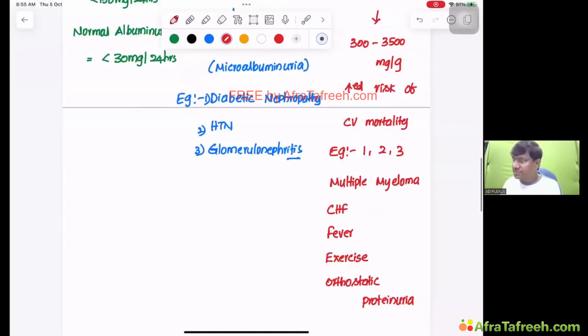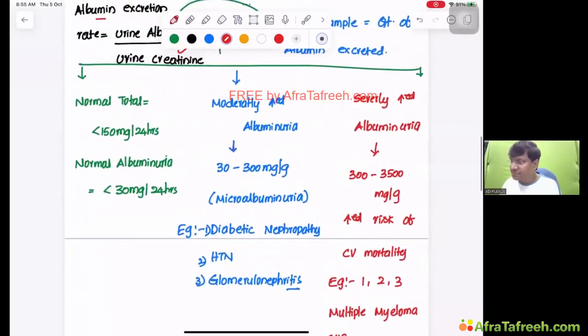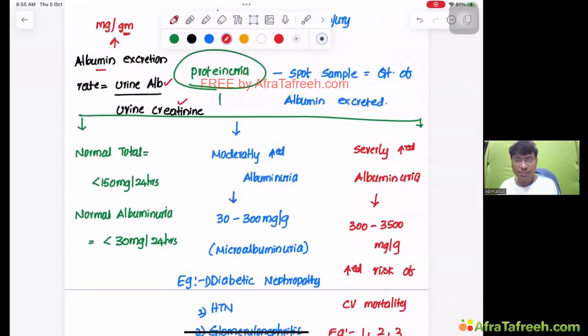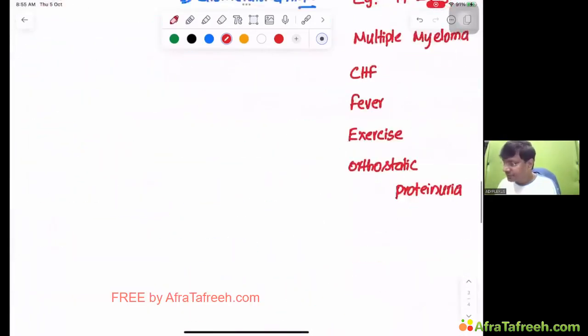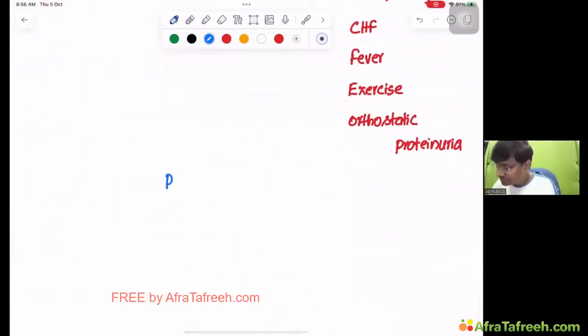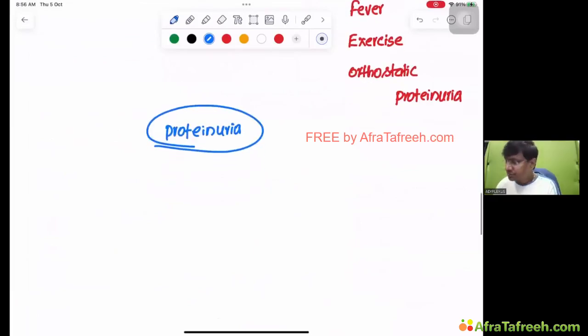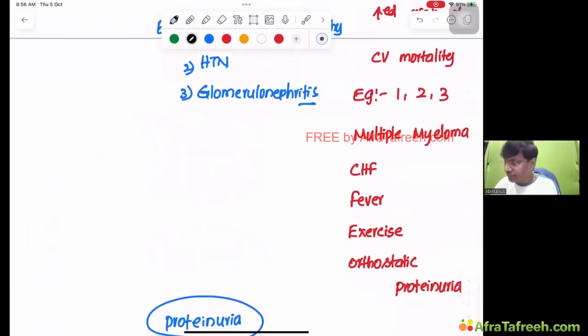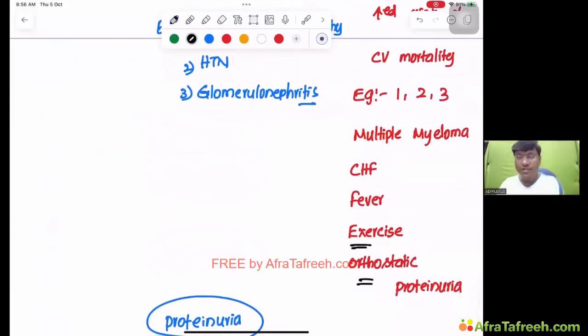Now, this is one methodology of assessment of proteinuria. How much is the normal total? When do you call moderately increased? And when do you call severely increased? Then the other way by which we can make out the proteinuria is through certain conditions. One point I want to tell you is about exercise and orthostatic proteinuria. What is being advised is that the patient has to be informed very clearly that we are doing your urine examination.